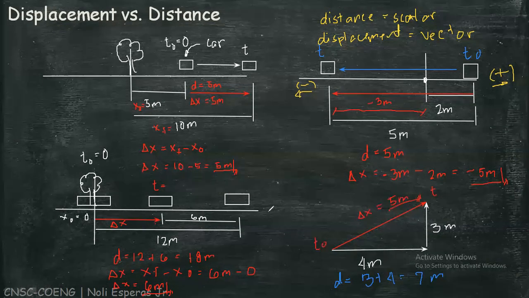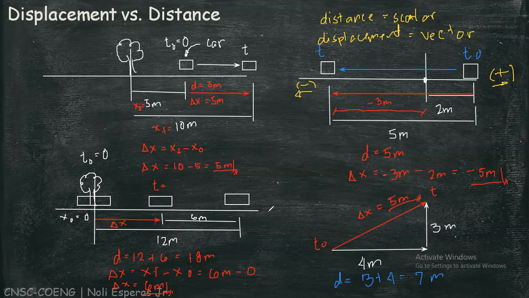Again, to conclude this one, distance is a scalar quantity, while displacement is a vector quantity. Meaning, distance as a scalar quantity is the sum or the total length traveled by an object. So we're just going to add all the distance it traveled, while displacement is the change of its position.